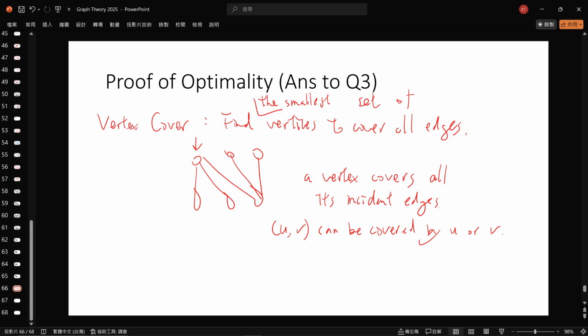I think I'm going to change this to the smallest set. Okay. So for example, in this graph, we can pick these two vertices, okay? So these two vertices are enough to cover all the edges, okay? You can see that this green vertex covers these three, and the remaining two edges are covered by the remaining green vertex. So these two vertices can cover all the edges.